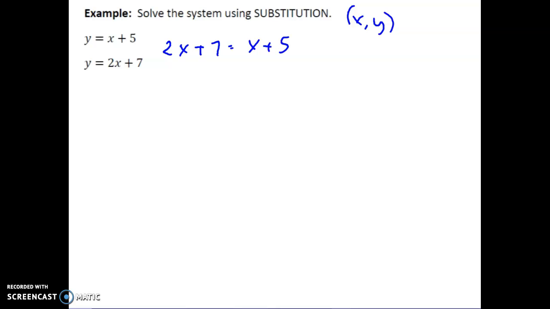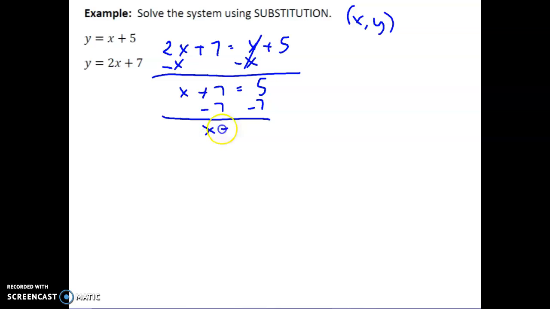Okay, now that I have substituted, I have everything in terms of one variable, so I can solve this. So let's subtract to get all of our x's on the same side. 2x minus 1x is 1x. And then I'll subtract 7 from both sides to get x by itself. And I get x equals negative 2.